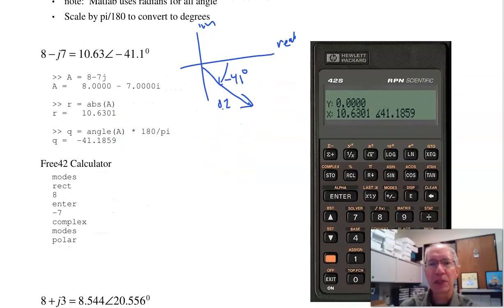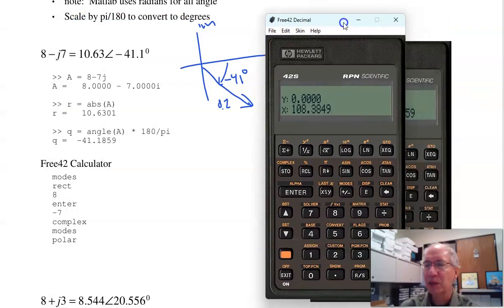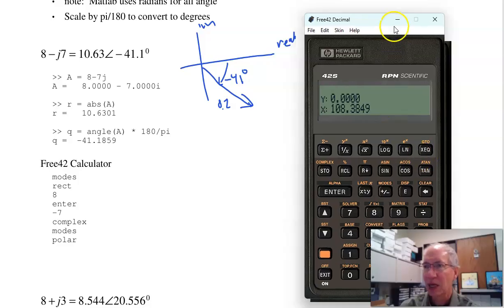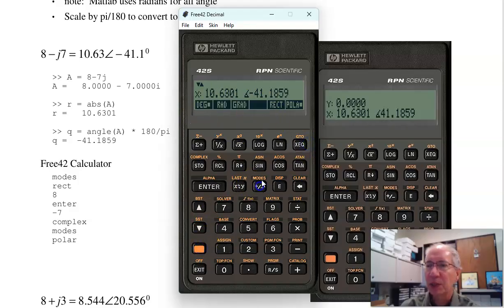You can also do that with an HP calculator. Again, you don't have to use an HP. In my opinion, this is the best calculator ever built for electrical engineers. Kind of the way it works, to do complex numbers, I've got this complex function. We do second, modes, rectangular. I can input the numbers in rectangular form. 8 minus j7 is 8, enter, minus 7, complex. To convert to polar, go to polar: 10.6 at minus 41 degrees. So on the HP you can flip back and forth between the two. It doesn't really care.